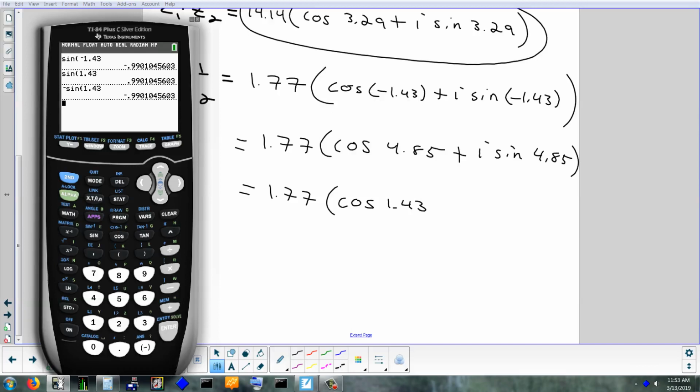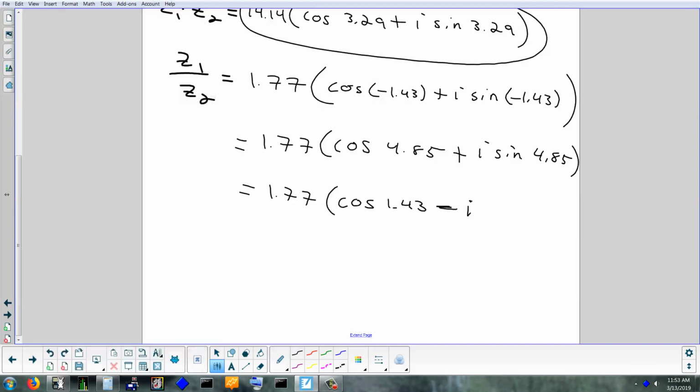Doesn't matter whether you get the negative on the inside or you put it in front. So if they ask you to get rid of it, you can just put it in the front and this would turn into a minus i sine 1.43. All of those answers are correct. Only time you really have to worry about that is if it's multiple choice and you get an answer like this and you don't see it listed. Maybe you would see the second one listed or the third one, but they're all correct.